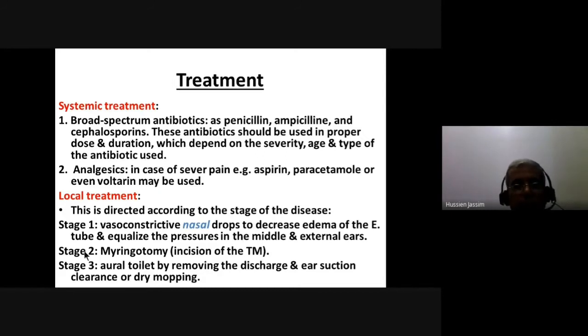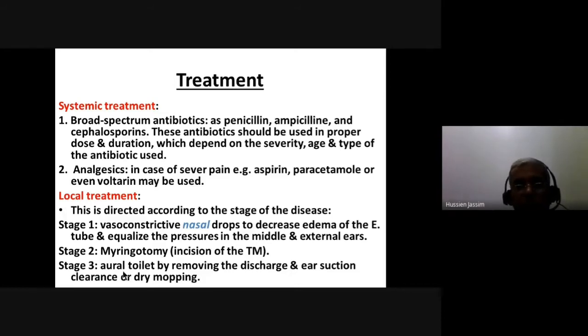environment. Stage 2 إذا صار عندنا severe pain, very severe, especially in young children. Rarely we do it in adults. In young children, if there is no benefit from medical treatment, we have to do myringotomy. ندخل المريض للعمليات نسوي له myringotomy for acute suppurative otitis media stage 2 اللي هي stage of suppuration.